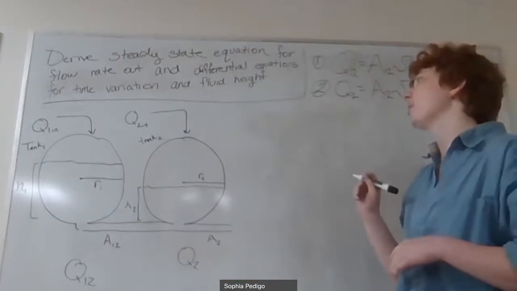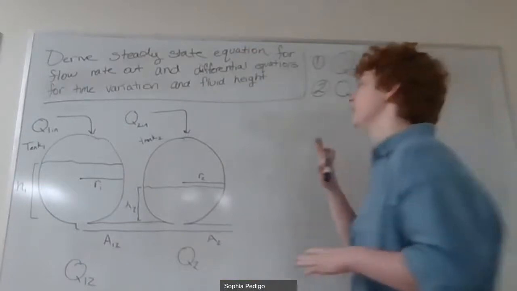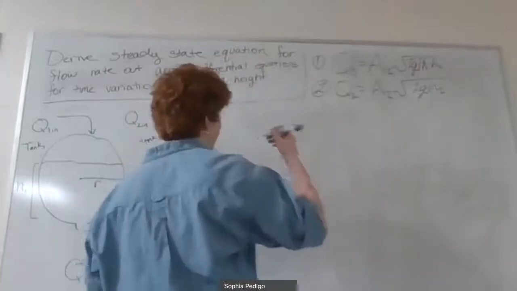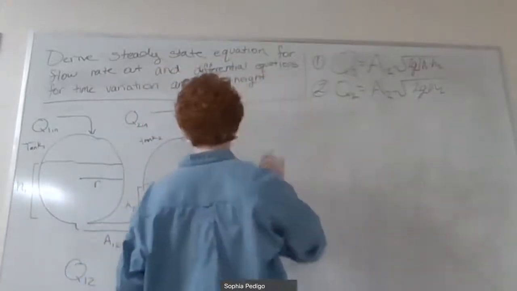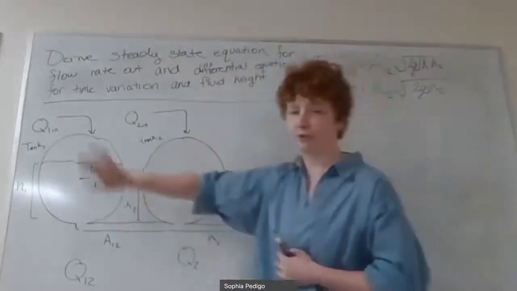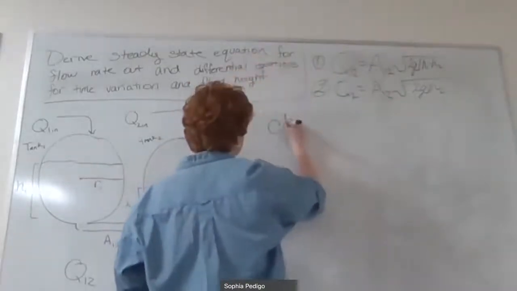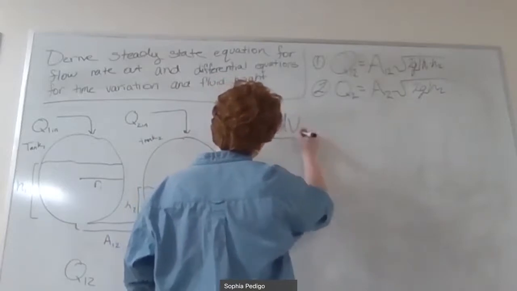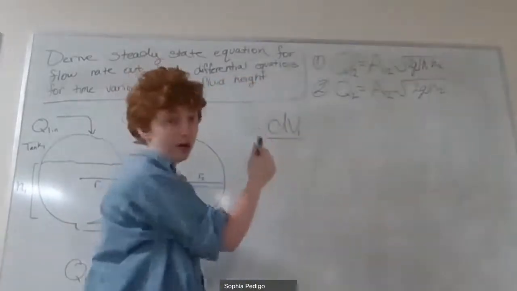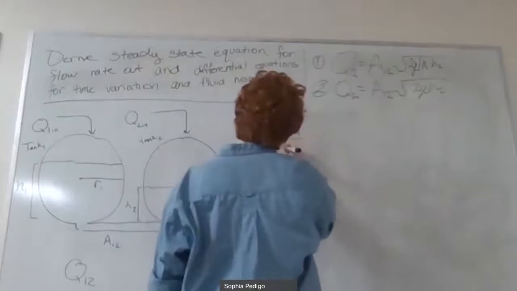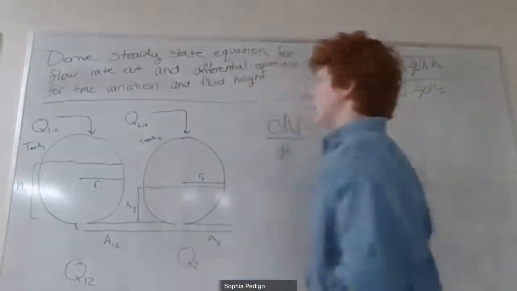But the easiest way to go about this is going to be to first look at the variation of volume with time. So let's go ahead and write that out just for the first tank here, okay? So we're going to have the differential change in volume for tank 1, so dV1, over the change in time, dt.